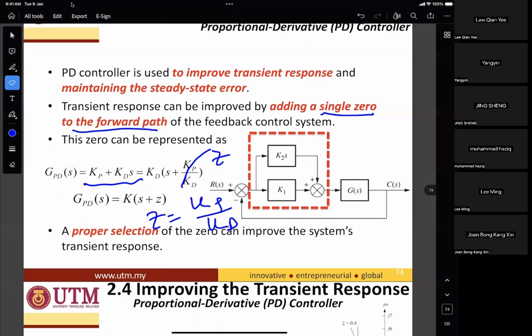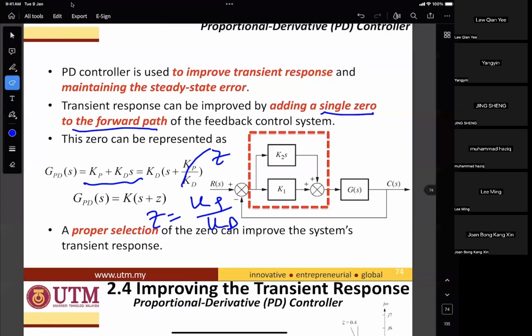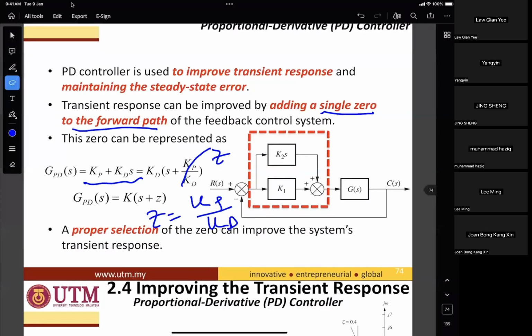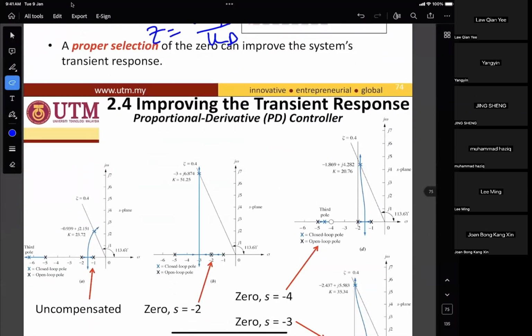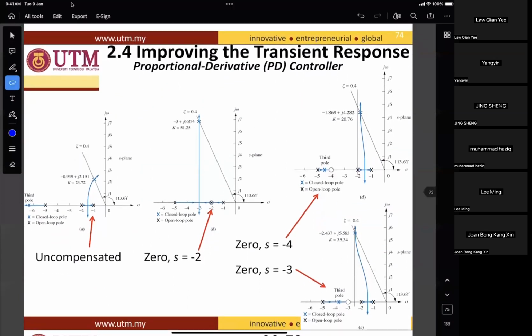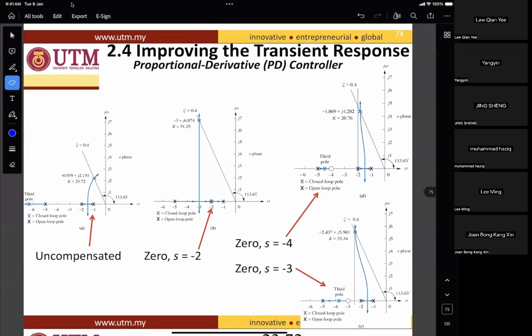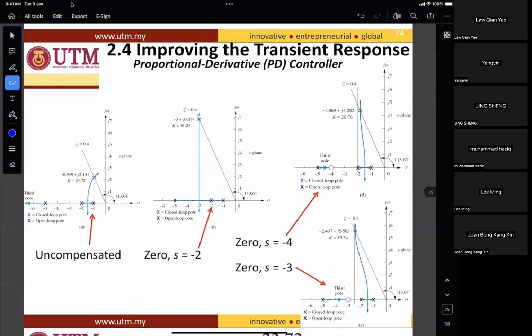So we must do a proper selection and calculation of the zero. We just cannot choose any zeros. We must choose and calculate the zero using a proper method that fulfills the target or spec design. So look at this, the concept of adding zeros. This is the uncompensated transfer function.